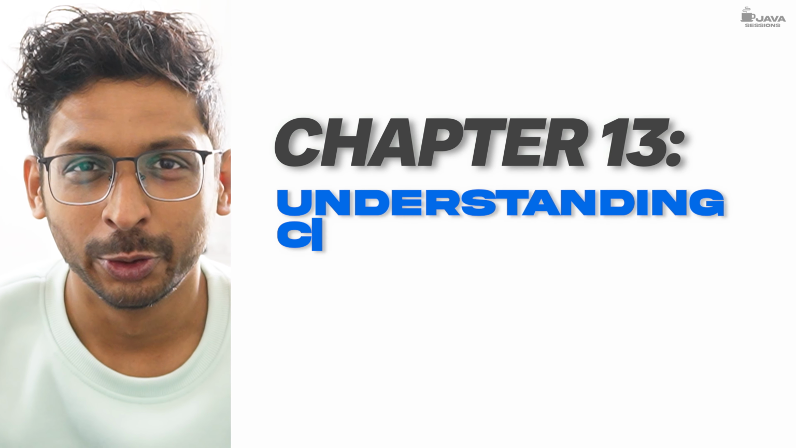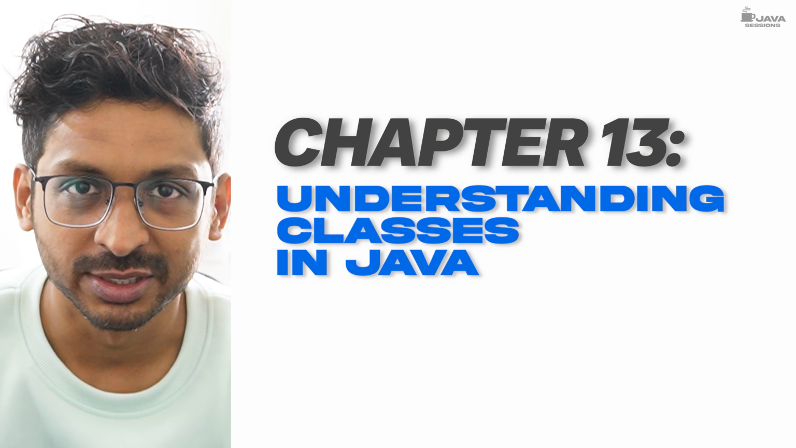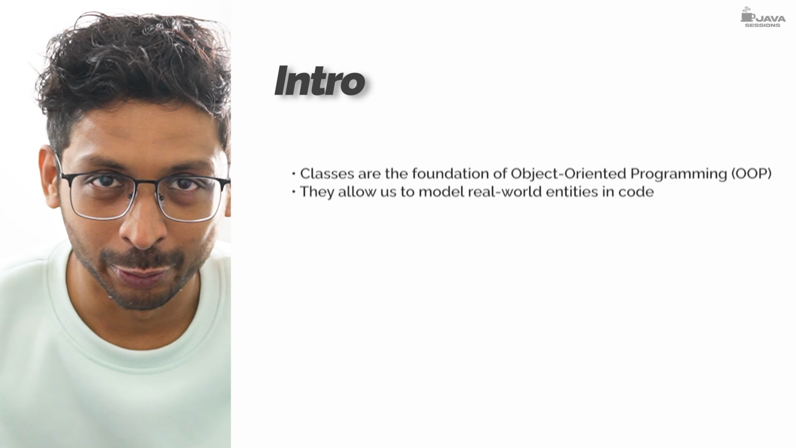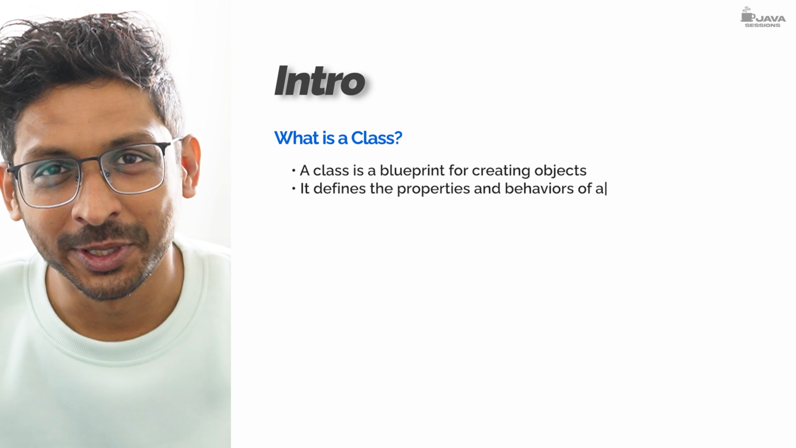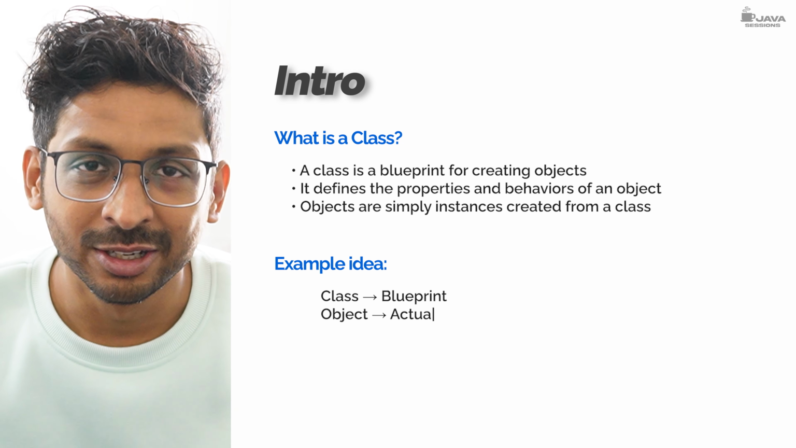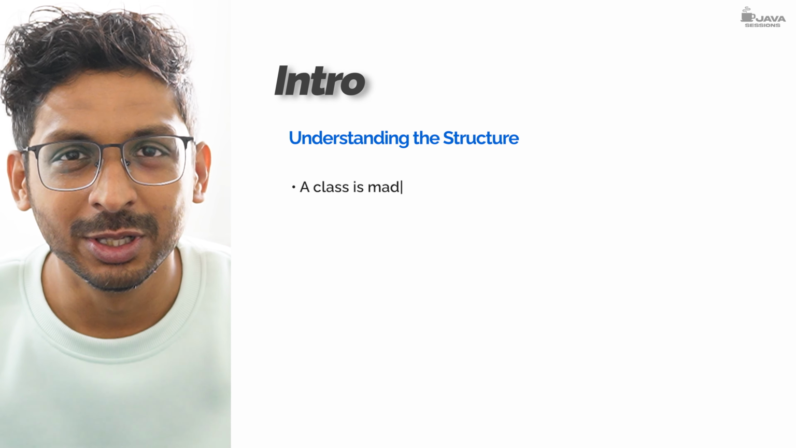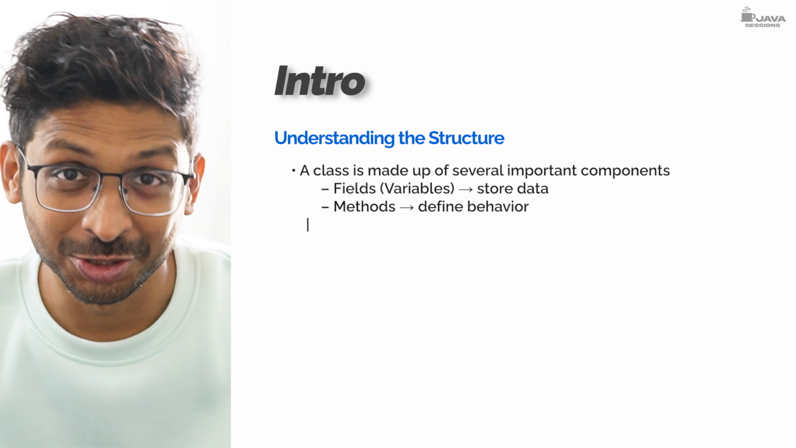In this chapter, we are going to understand the concept of classes in Java, which in essence is a building block of object-oriented programming. We'll start with the basics. What exactly is a class? We'll understand how a class acts as a blueprint for creating an object. Then we'll look at the anatomy, or the structure, of the class.